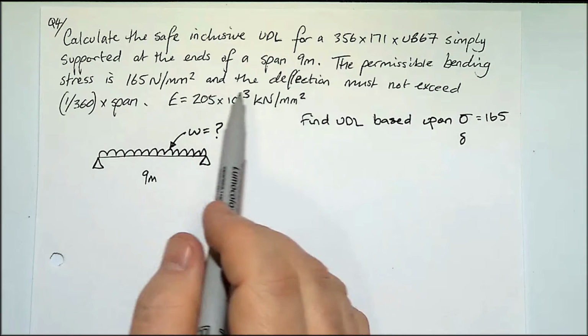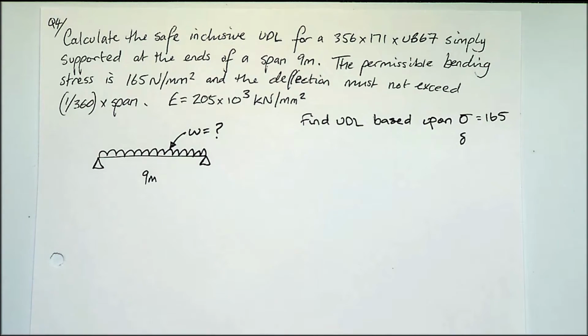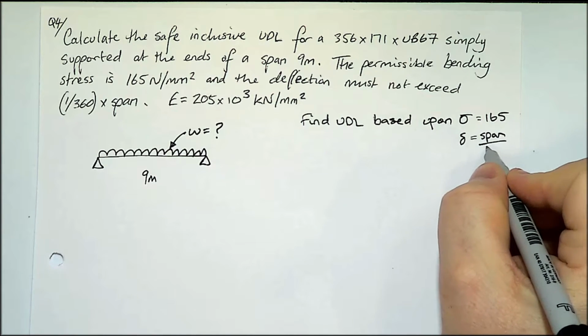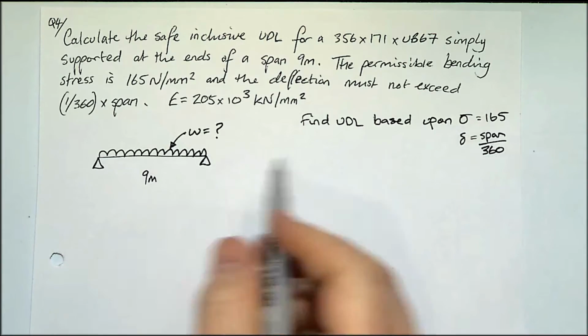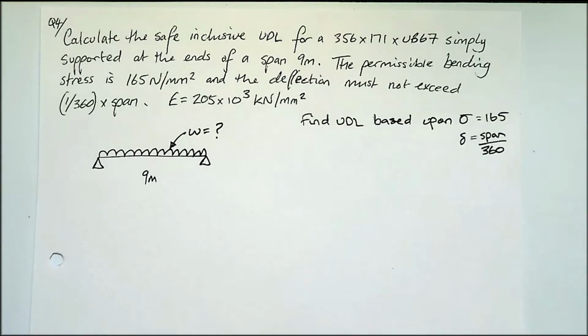We are given the deflection must not exceed 1/360 span. So our deflection is span over 360, or 9,000 over 360, and put it into millimeters. So if we looked at our deflection, the serviceability side first.